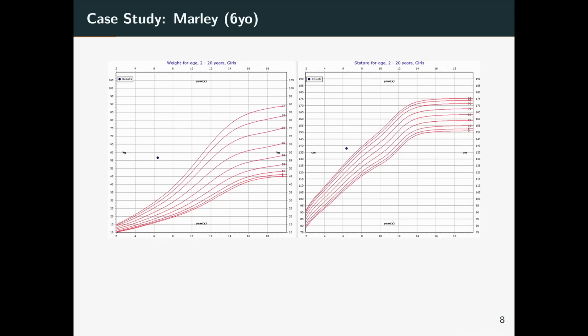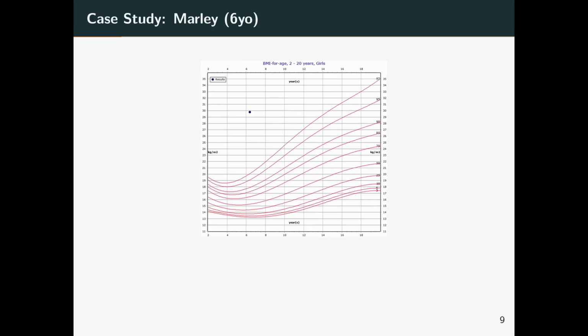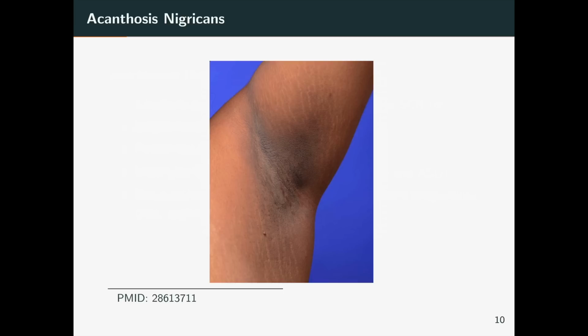So these are the growth charts. You can see that Marley's weight is well above the 97th centile. So is her height. And that's her BMI. So that represents a BMI where we don't talk in centiles. She's nearly 3 standard deviations above the mean. That's acanthosis nigricans. It's darkening of the skin in the axilla and often around the neck. And there are a few things that cause it, but by far the most common is insulin resistance.